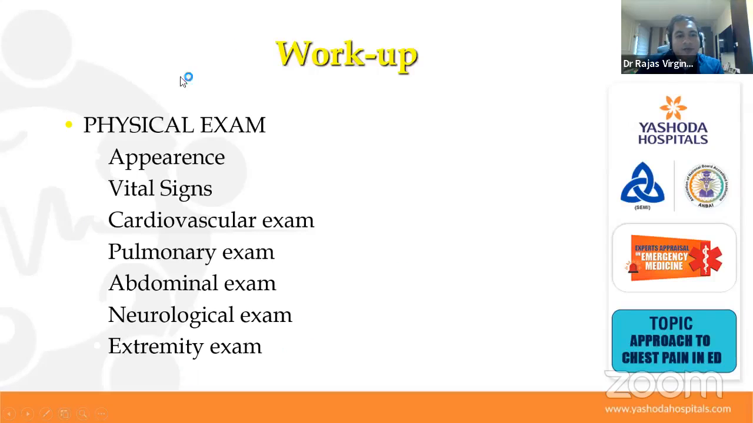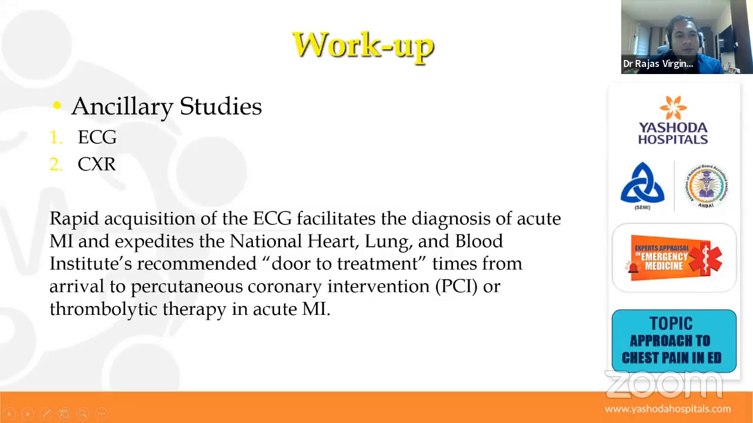As part of the secondary survey, you can proceed towards neurological and extremity examinations, which might be abnormal in the case of an aortic dissection. Ancillary studies like ECG and chest X-ray do facilitate diagnosis and basically expedite total treatment time, especially for PCIs and thrombolytic therapy, especially in acute ST elevation MIs.